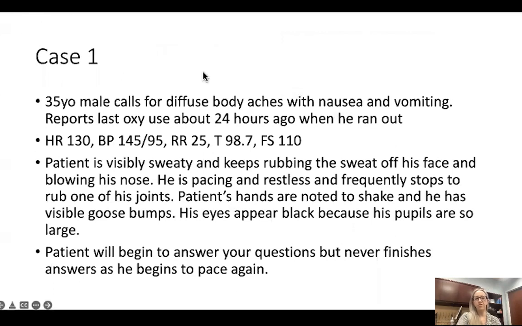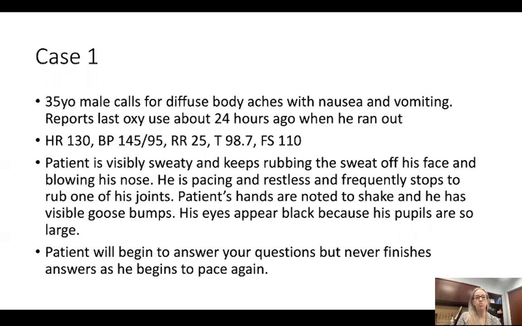So you have a 35-year-old male. He calls for diffuse body aches, nausea, and vomiting. His last oxy use is about 24 hours ago. Here's his vital signs. So he's pretty tachycardic. He's visibly sweaty and he's rubbing the sweat off his face as you're talking to him. He's blowing his nose constantly.